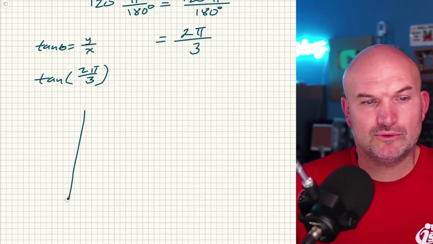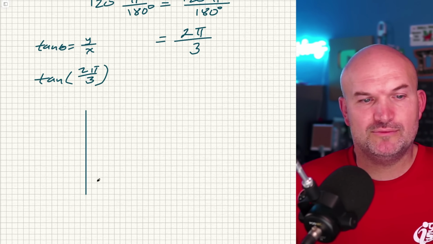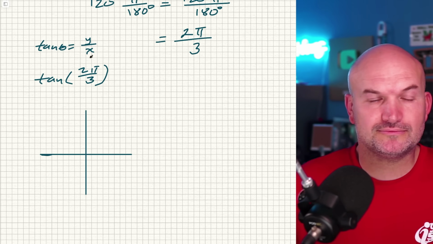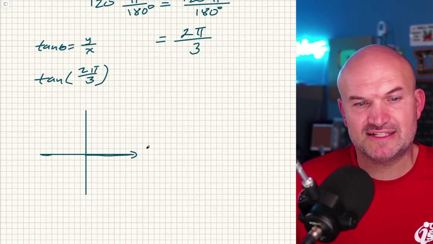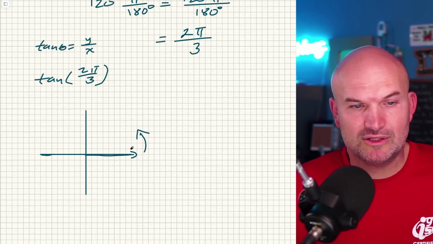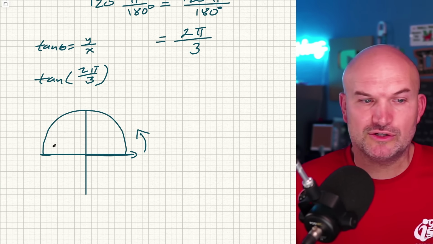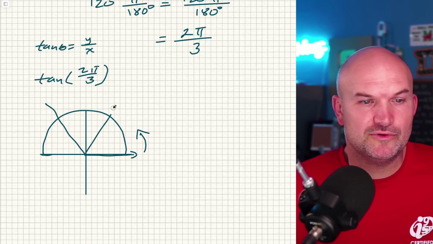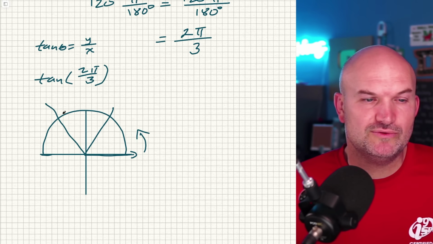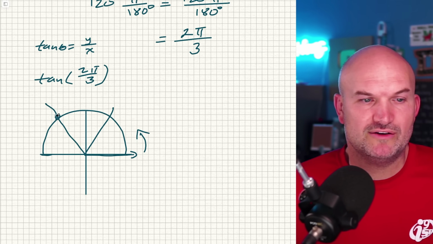So let's do a quick little review of how to graph 2 pi over 3 on the unit circle. Remember, we're always going in standard form. So we're going to start on the positive x-axis and we're going to rotate counterclockwise. We know halfway around the circle, ladies and gentlemen, is going to be pi. So therefore, we could break that up into thirds, and we're going to say 1/3, 2/3. So we're going to go to this point right over here.